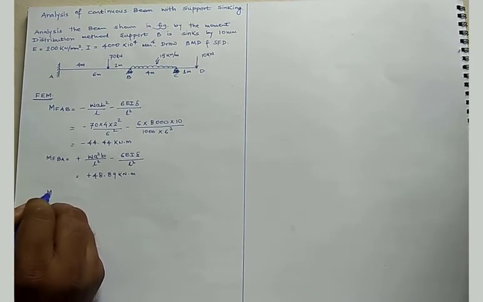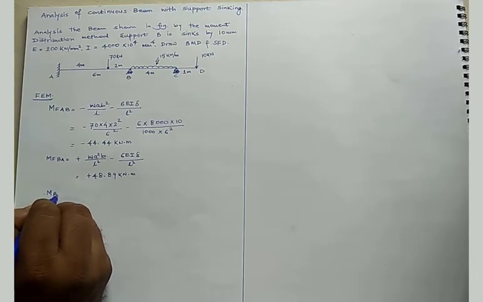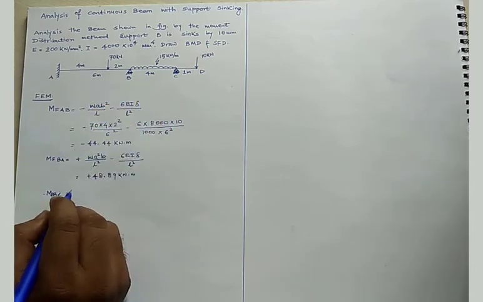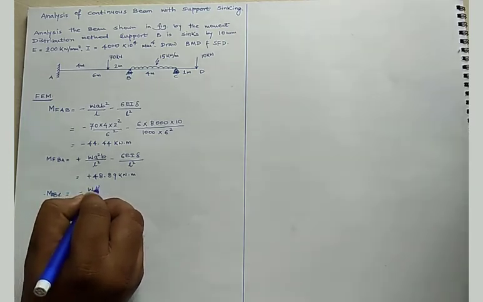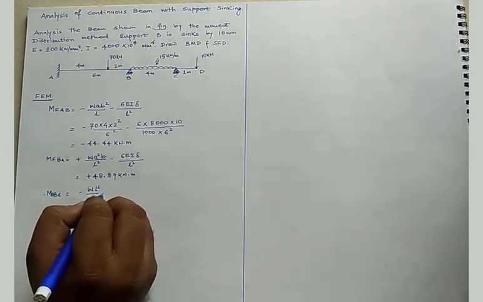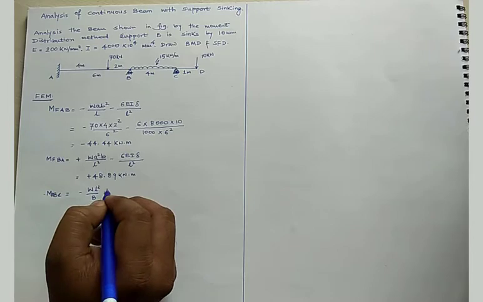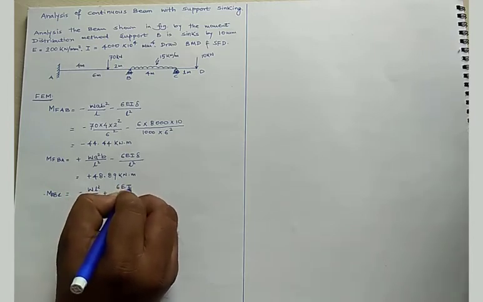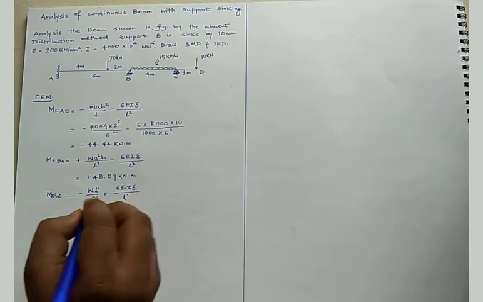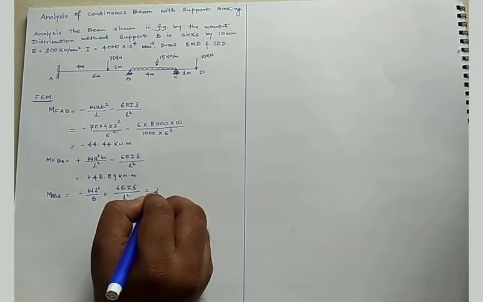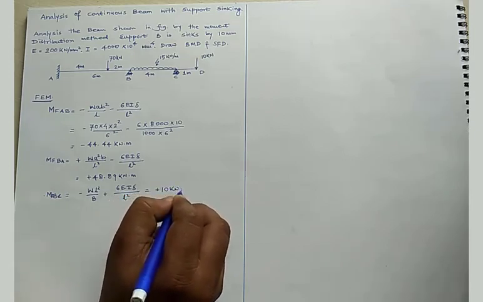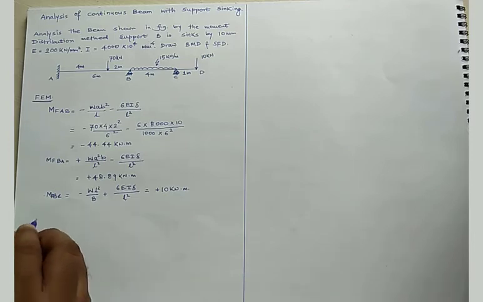Now moving towards the next member, that is fixed moment BC. As the BC beam is subjected to the uniformly distributed load, it is minus WL square divided by 8, and the sinking moment will induce in the clockwise direction, so it is plus 6 EI del divided by L square. Put the value in the equation and we will get the value as plus 10 kilonewton meter.